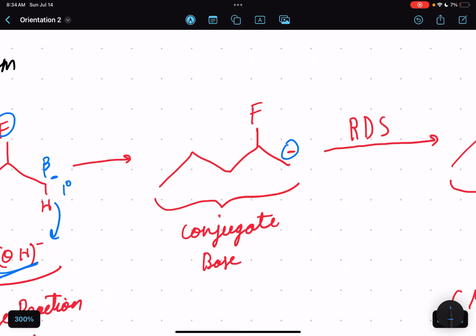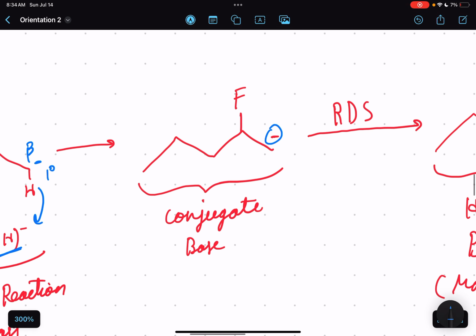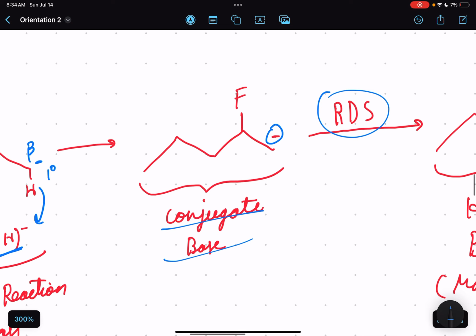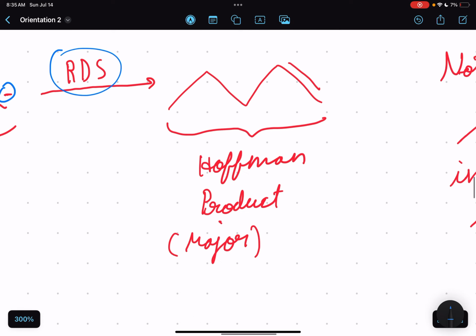The reason why this is a unimolecular reaction is because this is the only atom or molecule, as you can see, that is involved in the rate determining step. The rate determining step is the process where fluorine takes its bonding electrons and then leaves. This results in an alkene formation. As you can see, the alkene formed here is the least substituted alkene, therefore this is the Hofmann product, which is going to be major.